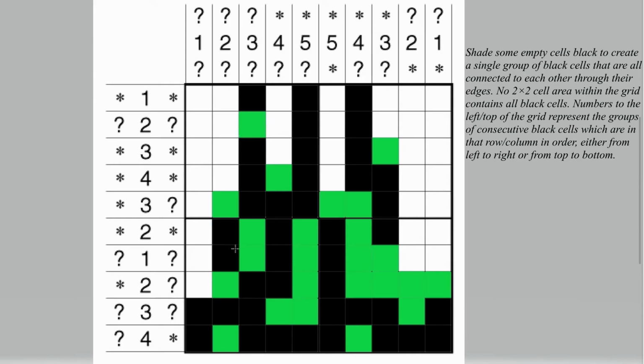This has to be a 2 here. Reason being is because the 2 can't be right next to this because it would make a 2 by 2, and then this would be too high to make a question above it. So here's our 2.